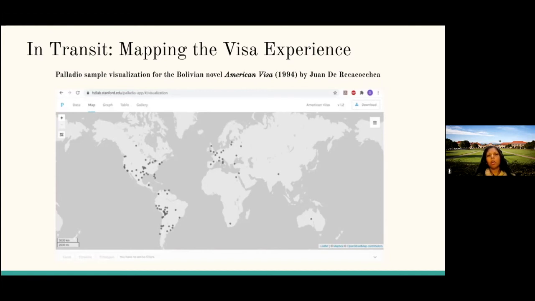I did this for a couple of novels individually, but as you can see, even for one novel, it's quite extensive. This visualization is just for American Visa by the Bolivian author Juan de Recacoechea. Even for this single novel, you can represent so many data points in relation to locations, travel, applying for visas, the travel paths. So I realized, for instance, that Palladio perhaps isn't the best tool for me, although it is a mapping tool and it does give me a basic infrastructure to work with my data.